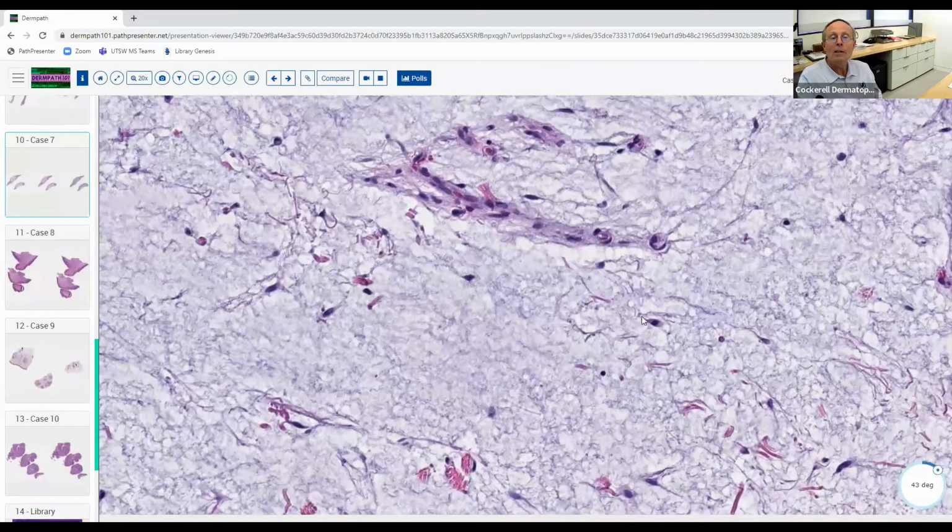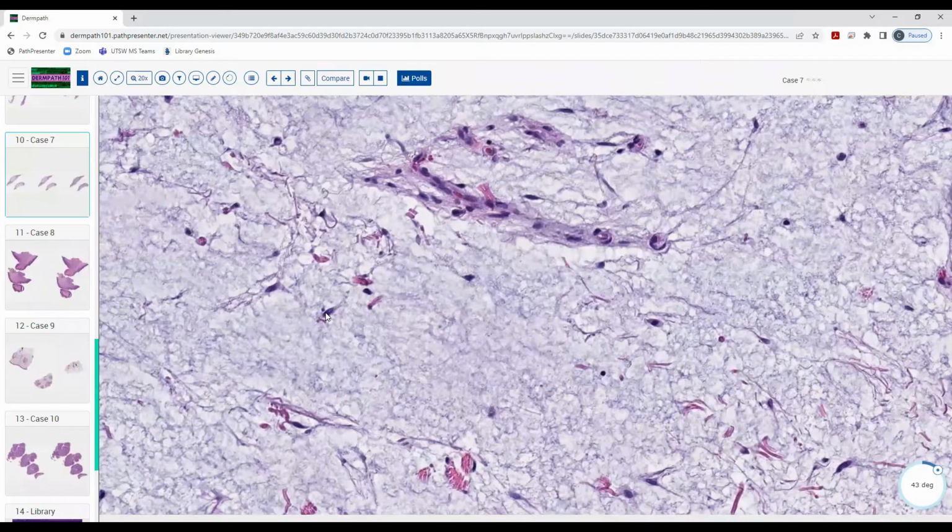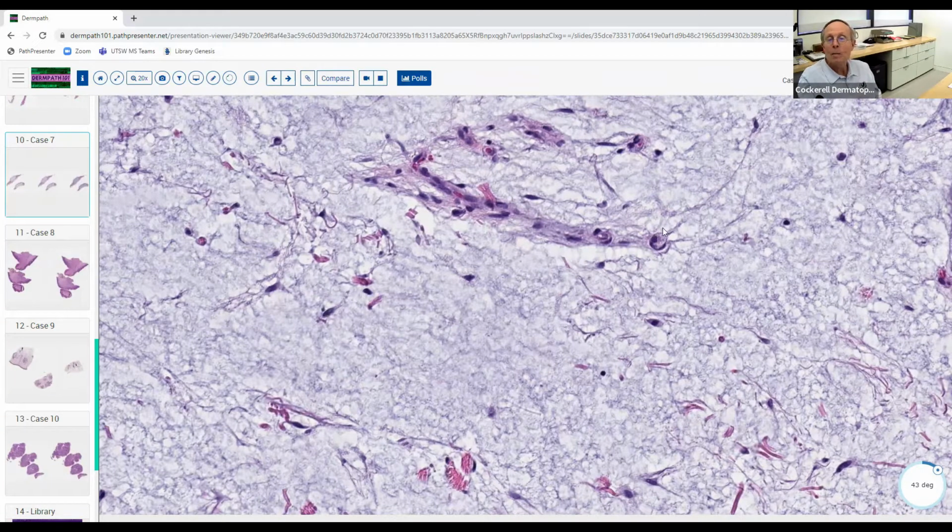Any idea what kind of cells we're looking at here? What's that cell right here that I'm pointing at? Yeah, it's a fibroblast. Good. Fibroblast here, blood vessels here. What about this cell? Kind of looks like a fried egg. It's got a central nucleus with this grayish granular cytoplasm around it. Would be a mast cell. Yeah, it's a mast cell.